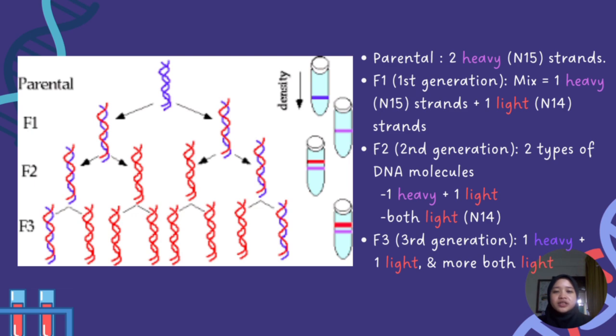As we can see from the result of the experiment, in the first round of replication, each DNA molecule contained one strand of nitrogen-15 labeled DNA and one strand of nitrogen-14 labeled DNA. After the second round of replication, there are two types of DNA molecules. One consists of a nitrogen-15 strand and a nitrogen-14 strand. For the second type, both strands are nitrogen-14. For the third generation, the DNA molecules produced are a combination of nitrogen-15 and nitrogen-14, and more consist of nitrogen-14 strands.